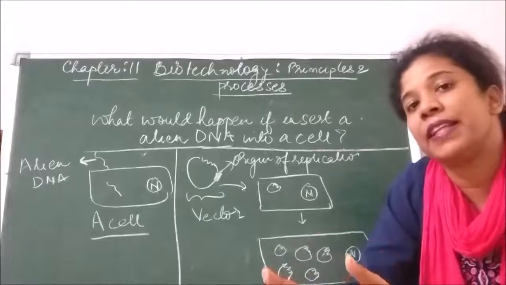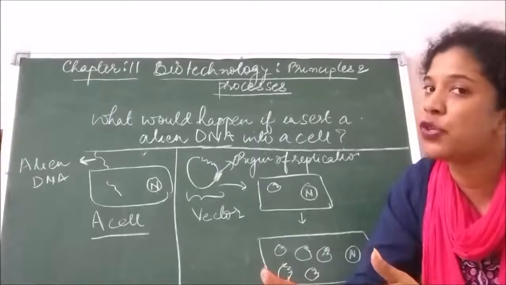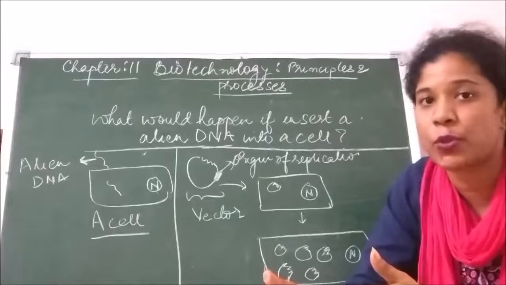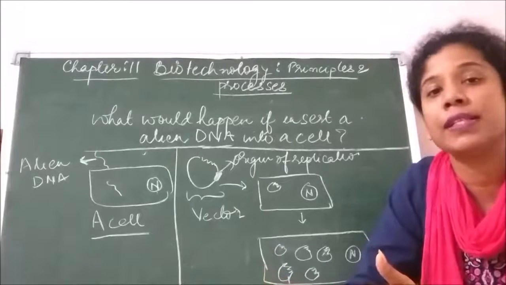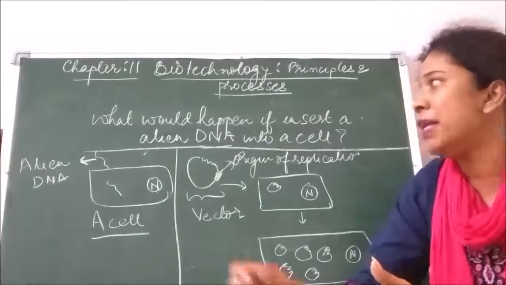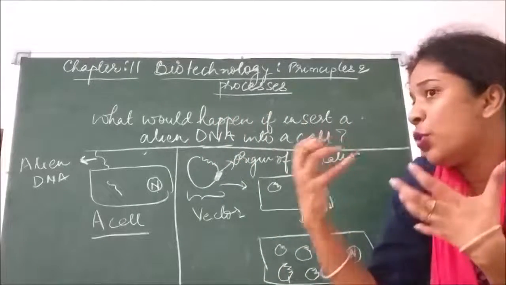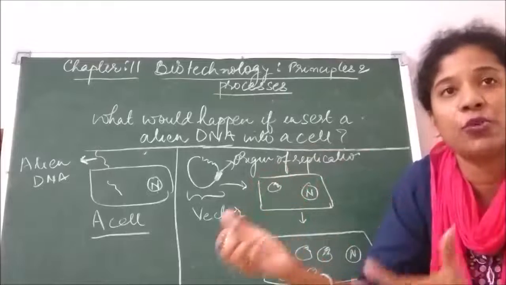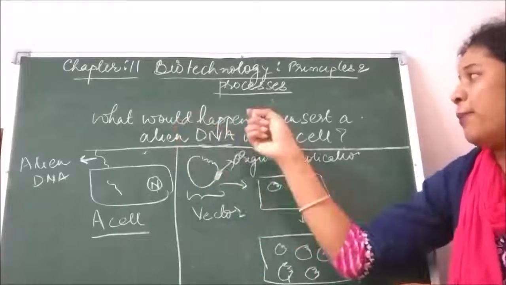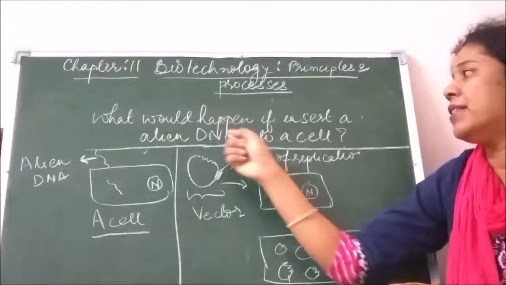We have also said that there are various techniques through which we can introduce a gene of interest into the cell so that we can get an organism with a desired trait. Then what does it mean? How would we introduce the DNA into the cell? Or what would happen if we insert an alien DNA into a cell?